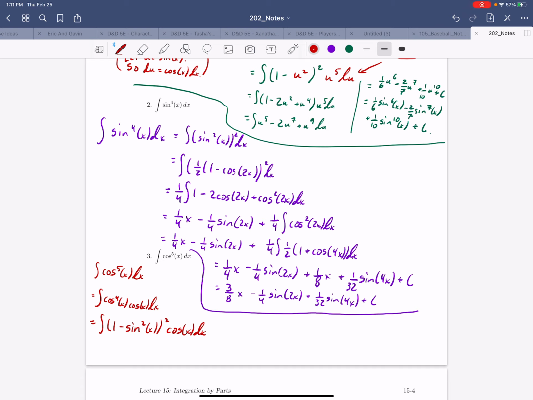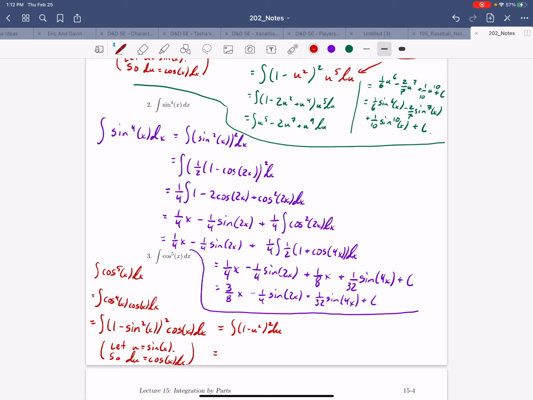Because at this point, let u equal, once again, sine of x. So du, again, very nicely equals cosine of x dx. No need to worry about a negative sign or anything like that. We're okay. And yeah, just do that, okay? So we're going to equal 1 minus u squared du.